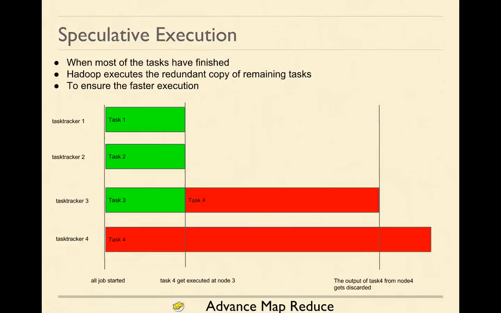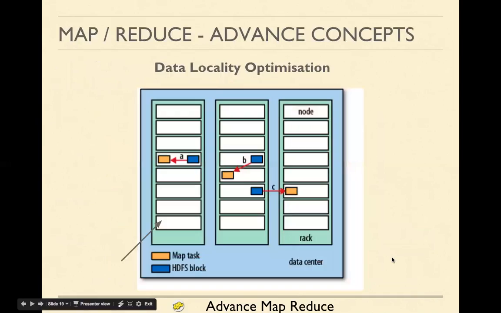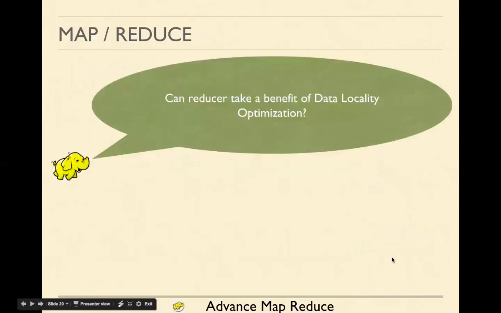Similarly, in case task tracker 3 had died after finishing this much work, and the same work is being executed on some other machine, the entire thing would get executed from the beginning. It would not be partial. All right.